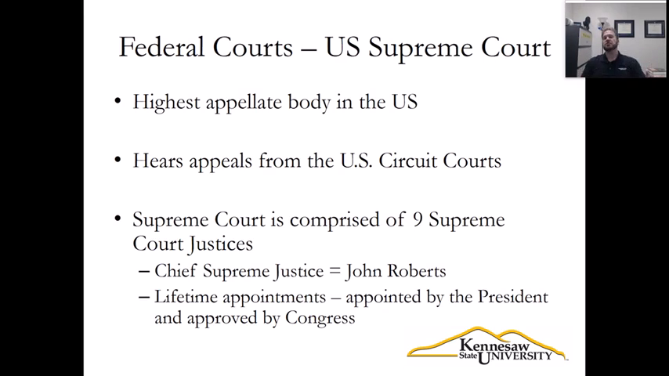So the Supreme Court is comprised of 9 Supreme Court justices. The Chief Justice right now is John Roberts. They are appointed for lifetime appointments. They're appointed by the President and approved by Congress. As you could probably remember, recently there was all this controversy over Brett Kavanaugh being appointed by the President because Congress didn't want to approve him, and eventually they did. And this ended up being very politicized, and it was obviously in the media a lot.